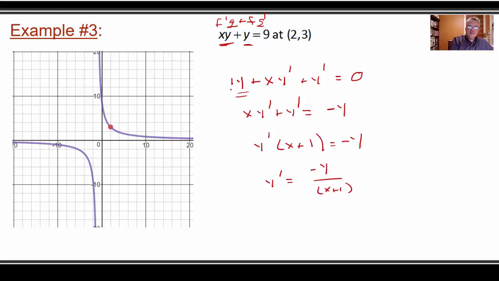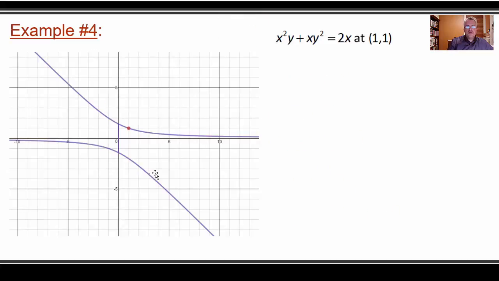So a lot of steps here. The first step is making sure we can take the derivative correctly and use the rules of derivatives. Second step is make sure we can solve for y prime. Okay, and once we have that done, we can plug in the point. So y prime equals minus y, that would be minus 3, over x plus 1, that would be 2 plus 1, and that equals negative 1. So another negative slope. Slope there is negative 1. All right, I think we have 2 examples left.